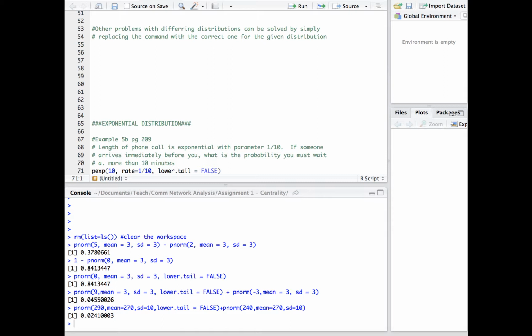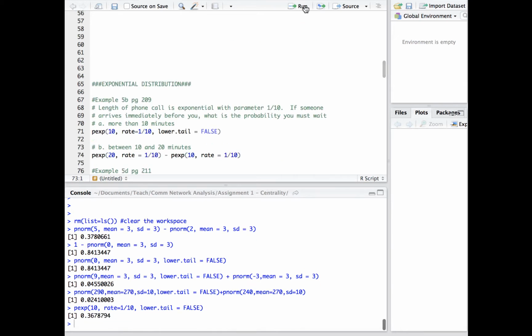Now, instead of using pnorm, we're going to use pexp, right? This is the probability for an exponential. Again, this is the distribution function, the CDF, and normally you would say, what's the probability you're less than 10, but I have the same lower tail parameter here, so I am using that to say what's the probability I'm greater than 10 minutes. The rate for the distribution, the parameter, is 1 over 10, and when I run that, you can match that up with the answer in your book.